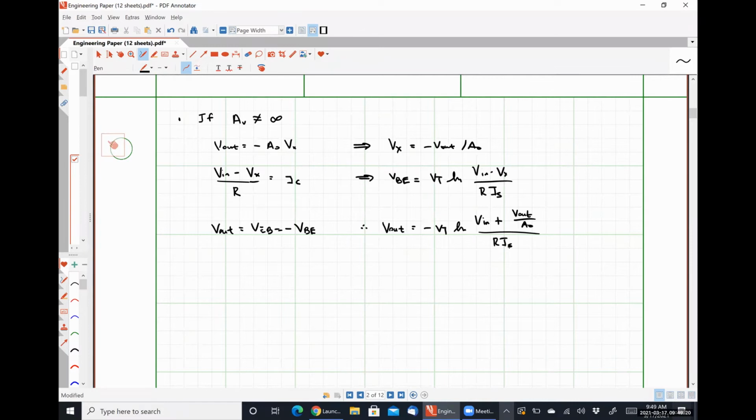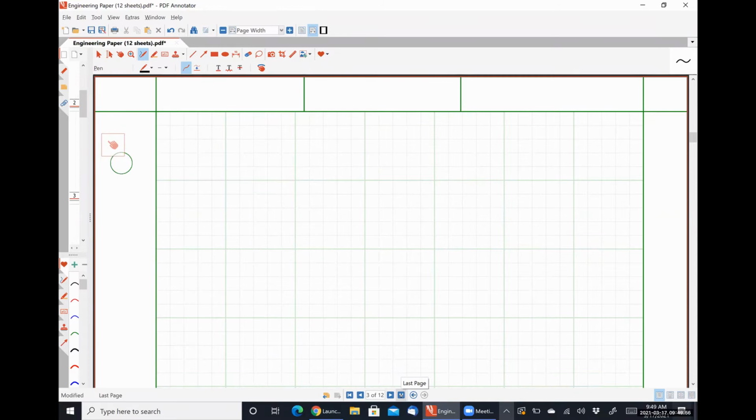All right, so when we put a BJT in our feedback loop, we got a logarithmic amplifier because of the exponential relationship between the collector current and the voltage VBE. So now we're going to look at an amplifier where we have a MOSFET in the feedback circuit.